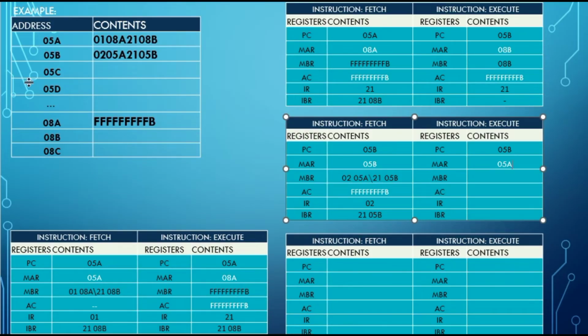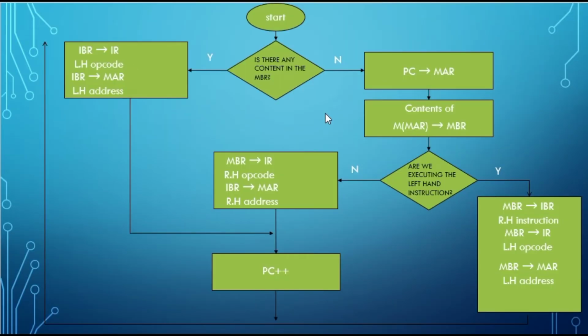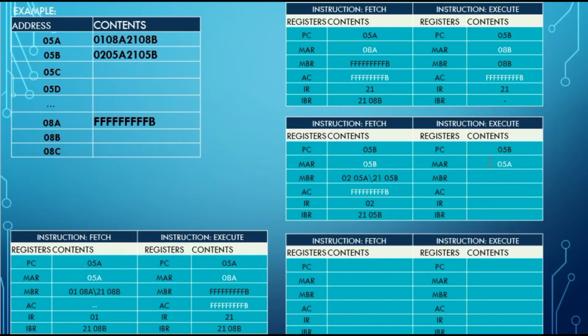Good. So now we go back to our flowchart, and our flowchart is basically asking, is there any content in the memory buffer register? We know that we don't have any content there, so we say PC is equal to MAR. But because we already have a value in MAR, we leave that like so. And then we copy the contents of the MAR into the MBR, right? So we copy the contents of this in here. So we put 01 space 08A slash 21 space 08B. So now we have our contents like so, right? That's the contents of our instruction. And then 02 basically says, what does 02 say?